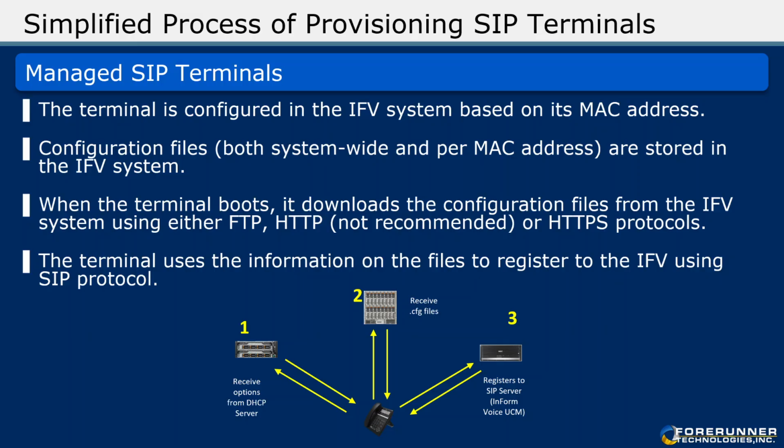The terminal will receive configuration files from Inform Voice, and one of the pieces of information included in that configuration file is the address or addresses of the SIP servers the terminal needs to register to. So if we do all things right, we can take a terminal out of the box and end up with a terminal online and connected to Inform Voice. It would be that easy.